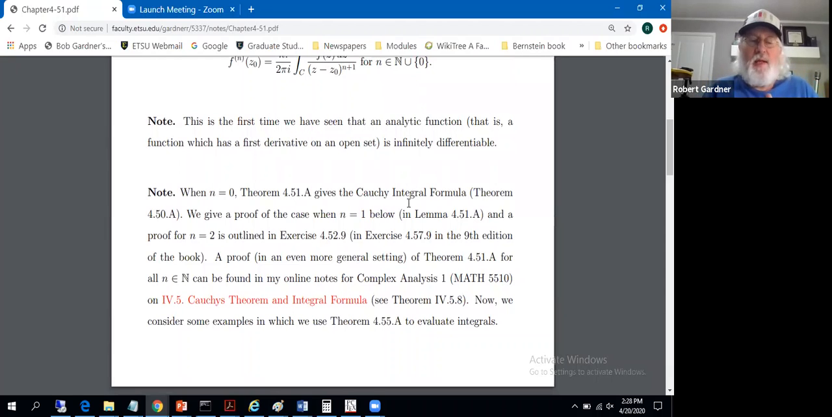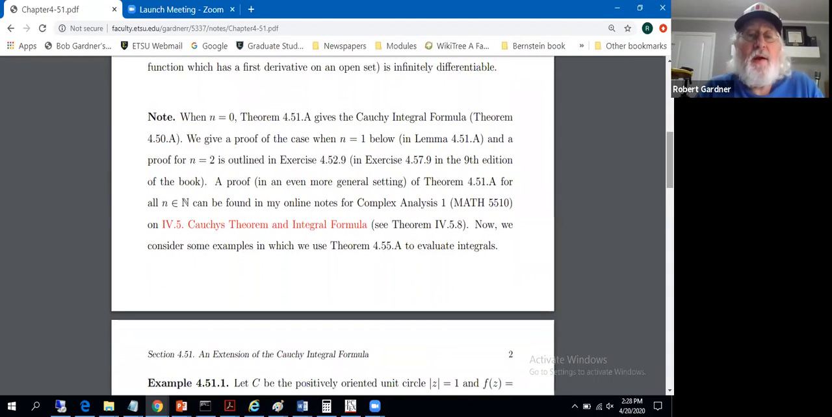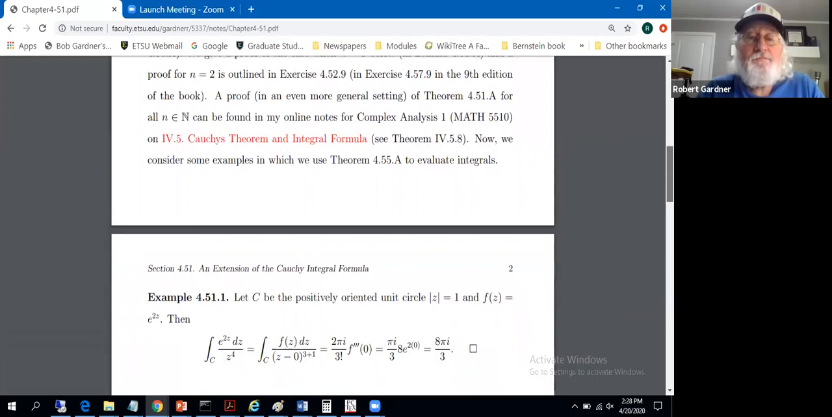In terms of proofs, when n equals 0, we had a pretty elementary epsilon-delta proof given in the previous section. When n equals 1, there's a proof in the book that'll be given below. Maybe we'll omit that from the video. When n equals 2, there's a proof outlined in some of the exercises in the book. For general n, Brown and Churchill don't go there. I have notes posted. This is a standard thing to prove in a graduate level complex analysis class, so there's a link to a proof in general given in the notes.